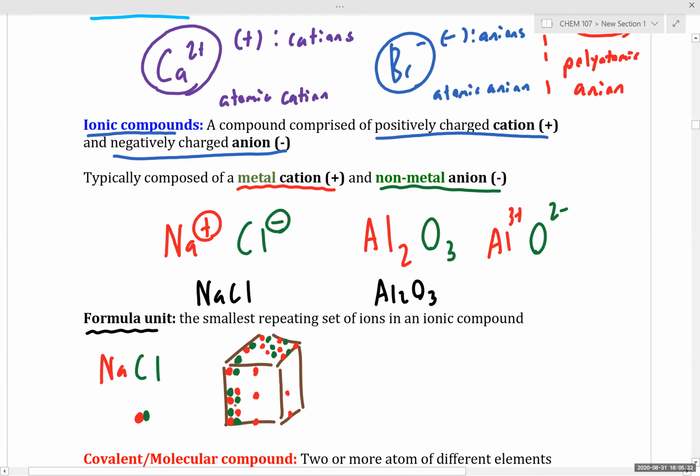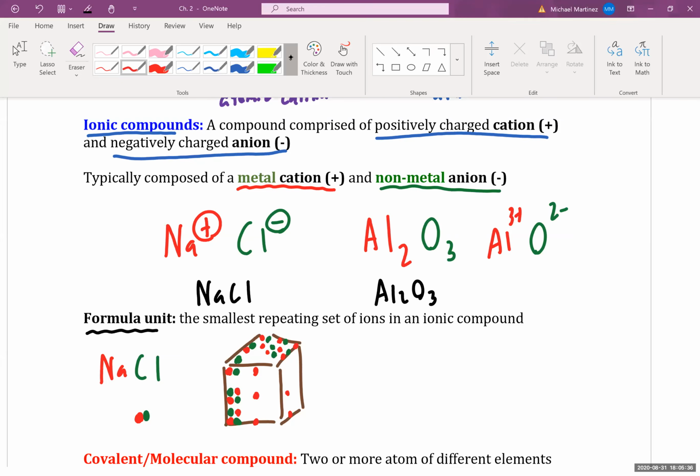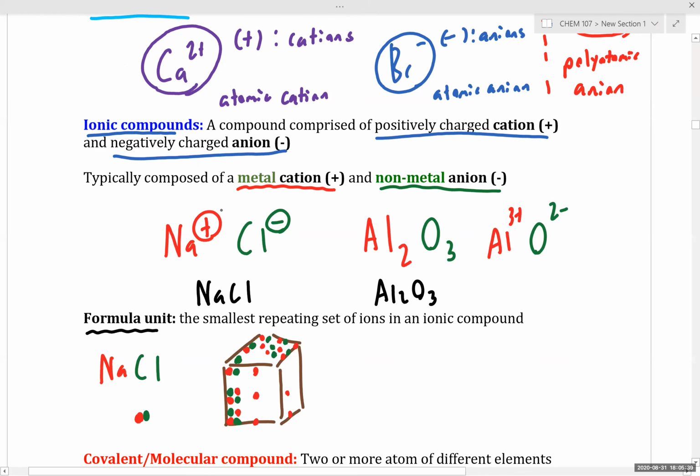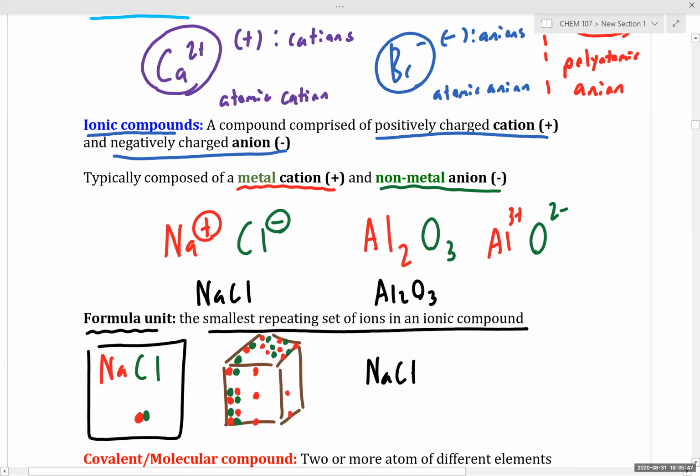complicated lattice structure. So just to boil this down to the simplest thing that you need to know, the formula unit is the smallest repeating set of ions in our ionic compound. So for sodium chloride, the formula unit would be NaCl. Does that make sense to everyone? Does this discussion of ionic compounds and formula units make sense so far?